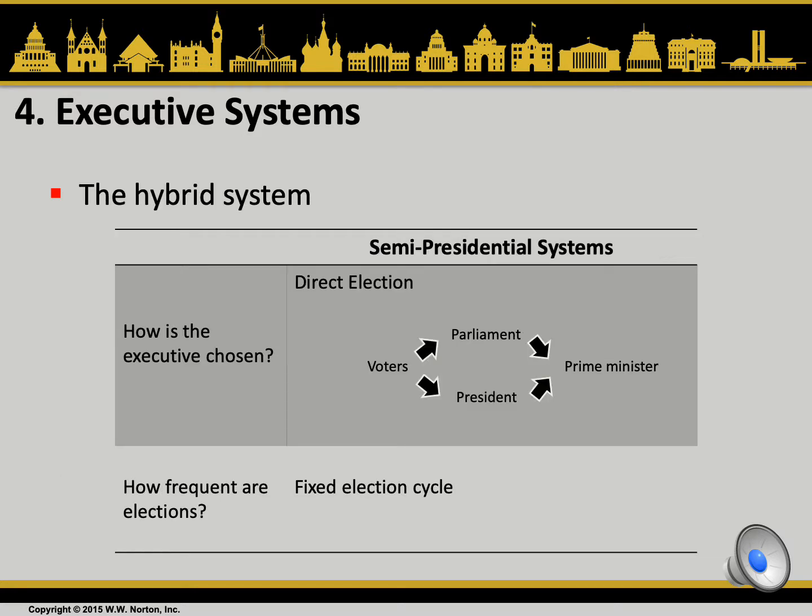The hybrid system is a combination of sorts of the presidential and the parliamentary system. Both the parliament and the president are directly elected by the voters, very much like a presidential system. The difference is the prime minister is selected by the president but confirmed by the parliament. So the prime minister still is indirectly elected. And frequency of elections, very much like the presidential system, elections are on a fixed cycle.